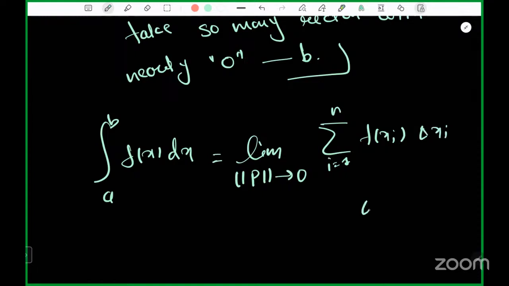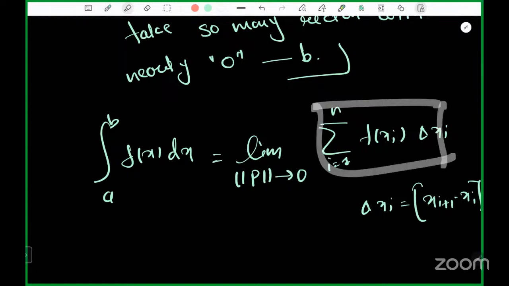What is this del xi? Del xi is the length of each subinterval, that means xi plus 1 minus xi. So this is the Riemann sum formula. Here you'll observe that this particular factor is the sum of areas, the sum of the area of each rectangle.